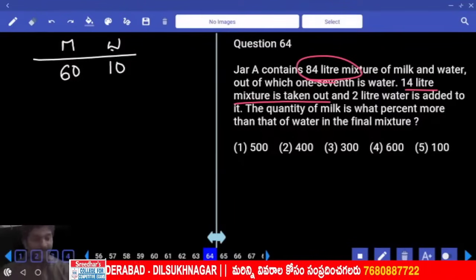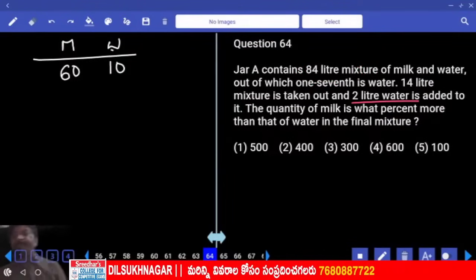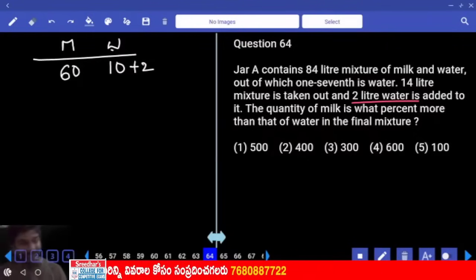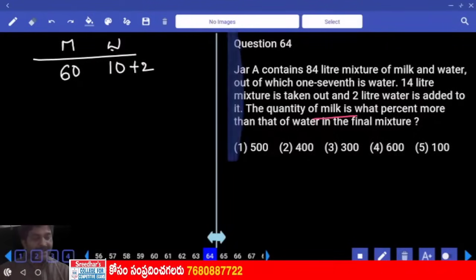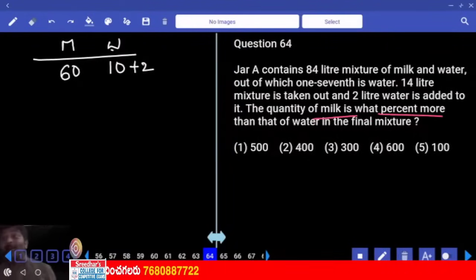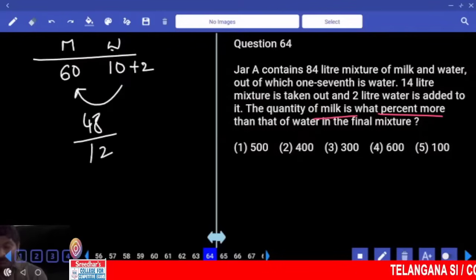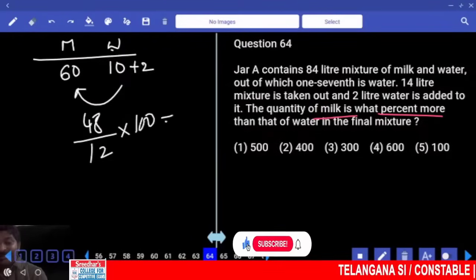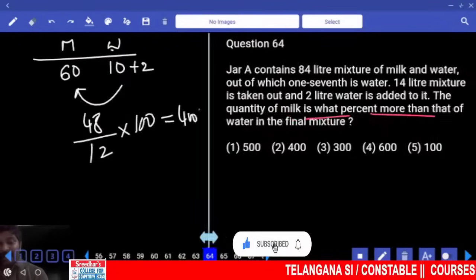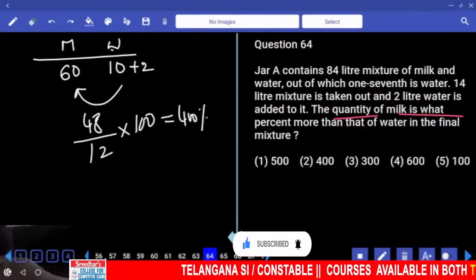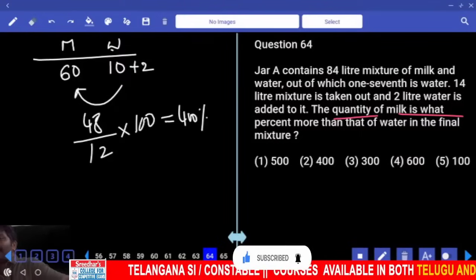Got it? Now 2 liters of water is added. Okay, added 2 liters. Now the question is, milk is what percent more? 60 is how much more than 12? 48 more, from 12, into 100. Answer: 400%. Clear?